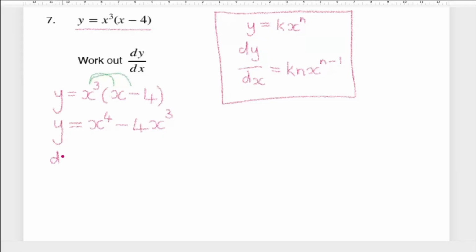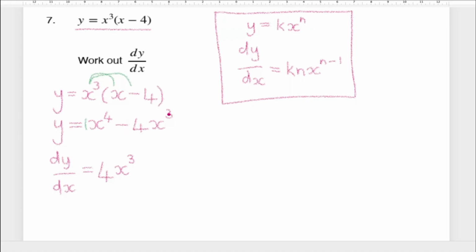So the derivative of y with respect to x will be what? Let's start with the first term. Here we have x to the power of 4. Remember, we have a little 1 in front of the x, but we just don't write it. 4 times 1 is equal to 4. And then we have to reduce the power by 1. 4 minus 1 is equal to 3. So it becomes 4x cubed.